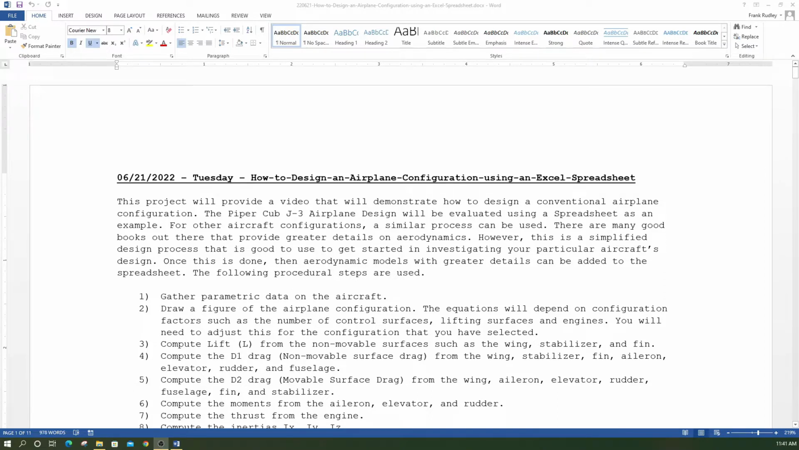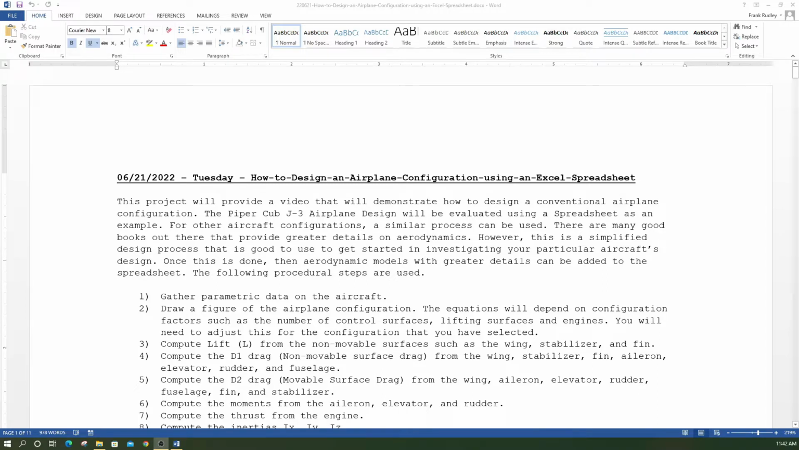So this project will provide a video that will demonstrate how to design a conventional airplane configuration. In this demonstration, the Piper Cub J-3 airplane design will be evaluated using a spreadsheet as an example. For other aircraft configurations, a similar process can be used. There are many good books out there that provide greater details on aerodynamics. However, this is a simplified design process that is good to use to get started in investigating your particular aircraft's design. Once this is done, then aerodynamic models with greater details can be added to the spreadsheet.